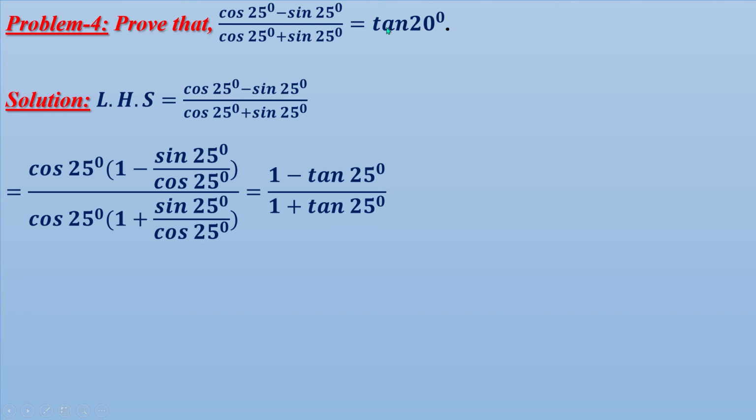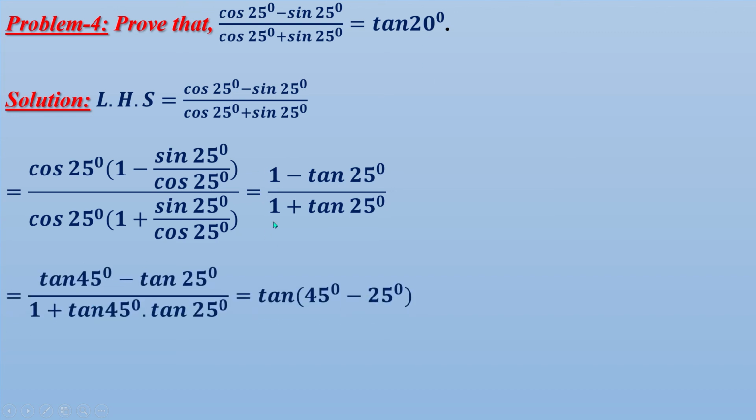But we have to prove that the right hand side will be tan 20 degree. So you can write tan 45 degree, because tan 45 degree is equal to 1. And this is of the form tan A minus tan B divided by 1 plus tan A tan B. Here there is no tan 45 degree, but we can write tan 45 degree, because it is equal to 1. For making the formula, we have to write this. As a result, the right side will be tan of 45 degree minus 25 degree, which is equal to tan 20 degree. This is the right hand side. Proof is complete.